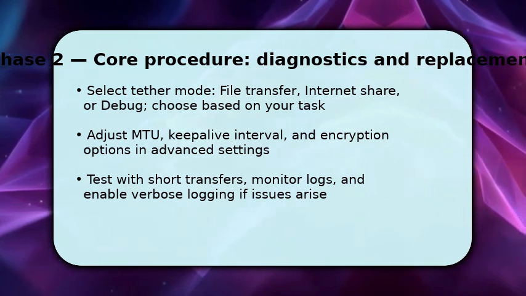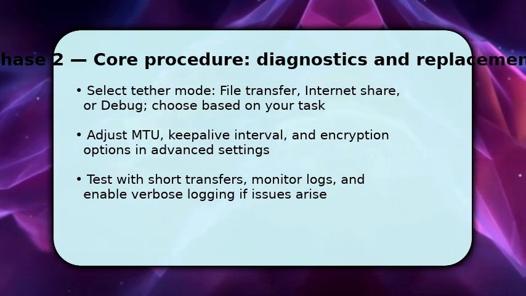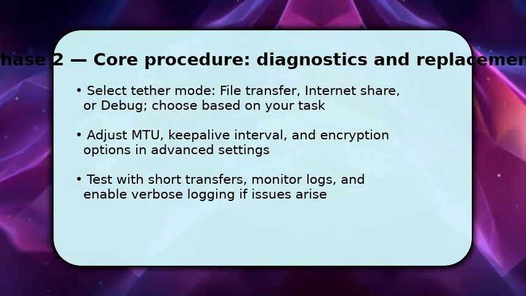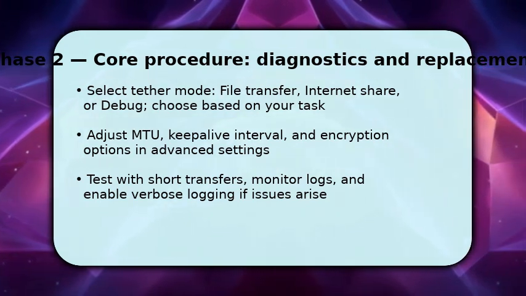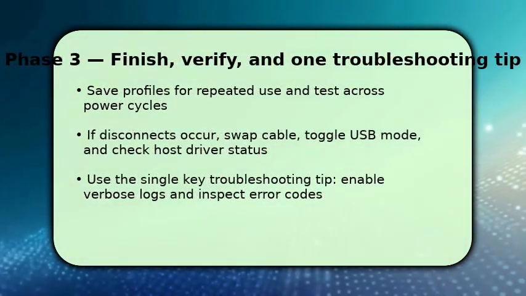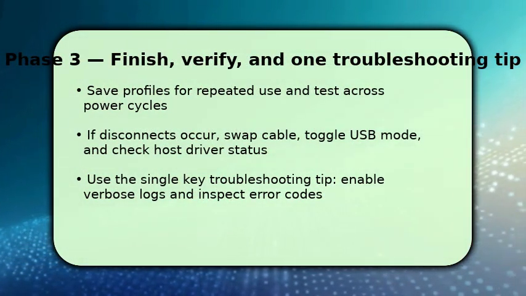Once configured, run a quick transfer and check the app logs to confirm packet flow. If you see retries, lower MTU or increase keepalive. These changes reduce latency and stabilize throughput. You finish by saving a profile and validating behavior across reboots. This locks in stable settings.